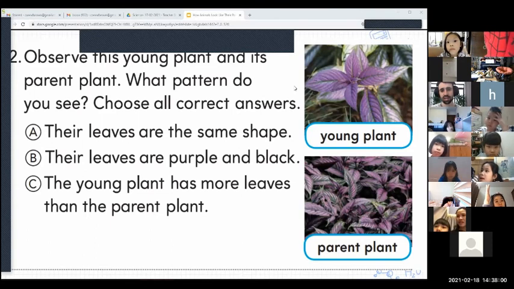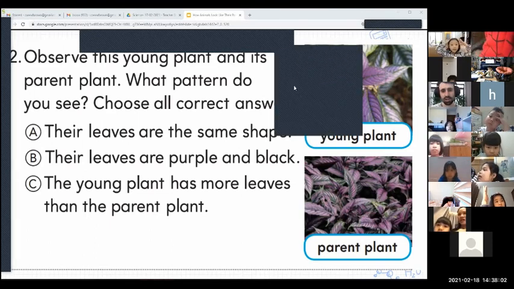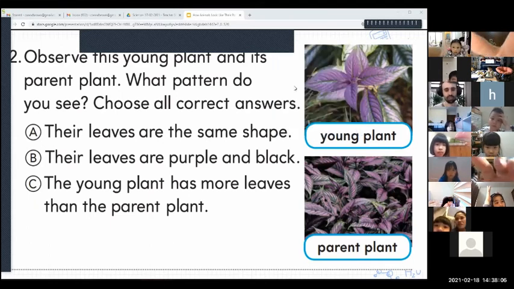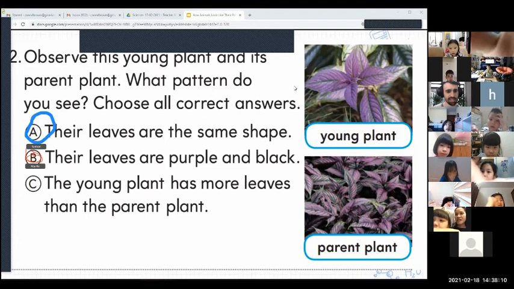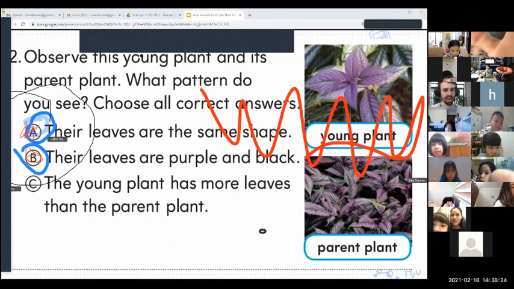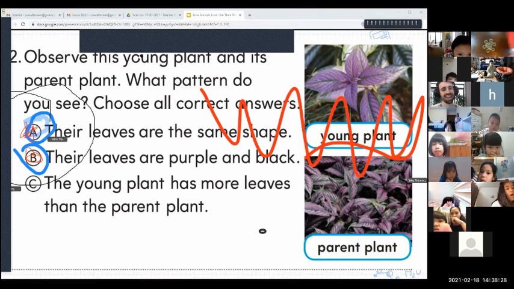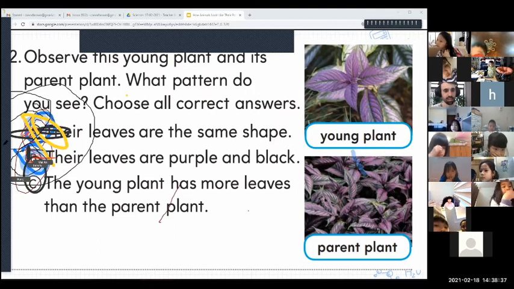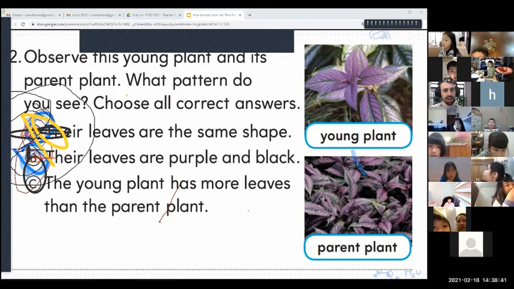In 3, 2, 1, circle! Everyone, you can all circle. Use the annotate. Very good. Mayan, good job. Salmon, good job. Okay, I'm going to pause it. It looks like most of you chose A and B. Let me draw A and B. A and B are correct.